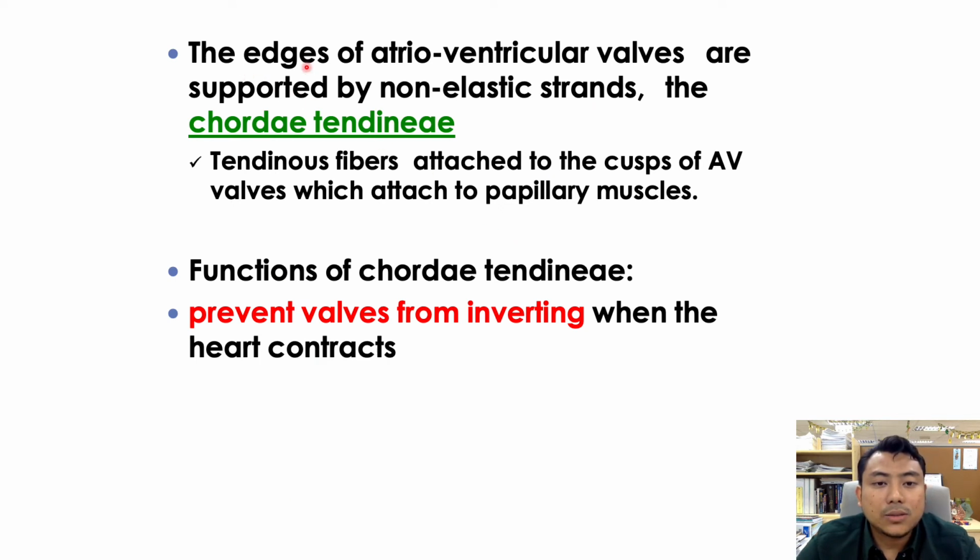So the edges of atrioventricular valves are supported by non-elastic strands, the chordae tendineae yang saya baru je sebut tadi. It is a tendinous fibers attached to the cusps of the AV valves, which also then attach to the papillary muscles. Papillary muscles ni akan attach to the wall of the heart lah. Okay. Functions of chordae tendineae is prevent valves from inverting, maknanya terlepas ke belakang balik when the heart contracts.